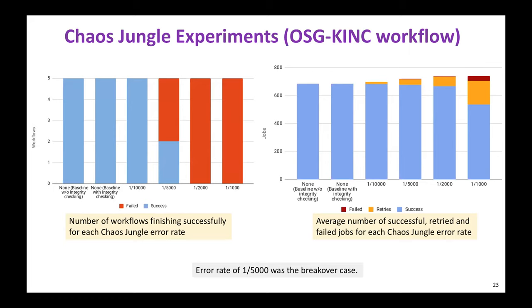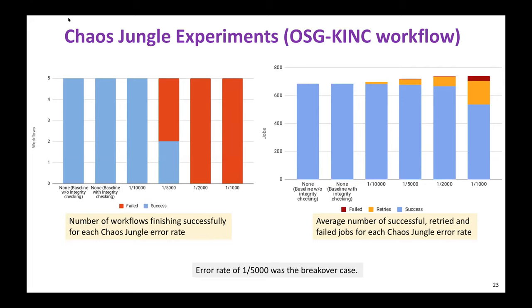So each point on the x-axis basically says the Chaos Jungle error rate, meaning how many packets out of 10,000 packets were mangled as a part of Chaos Jungle. So as you go to the right of each of these graphs, you have increasing error rates for Chaos Jungle. We ran it under these different conditions, where first we ran it without integrity checking turned on in Pegasus, just the vanilla version. And the second bar is running with Pegasus with integrity checking enabled, but without any Chaos Jungle enabled. And then the next four bars are these different levels of errors for Chaos Jungle, meaning 1 out of 10,000 packets were mangled. The next one is 1 out of 5,000 packets were mangled, and so forth. And we ran multiple workflows for each of these cases.